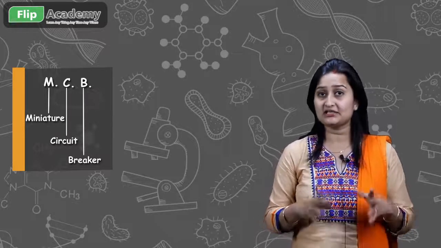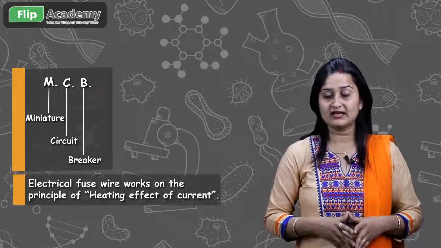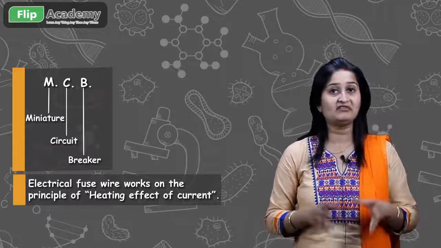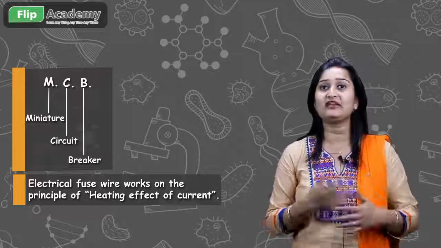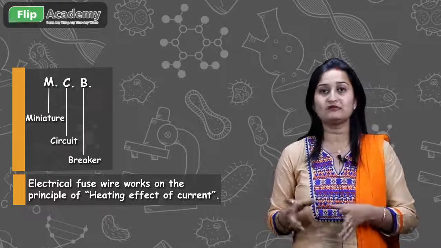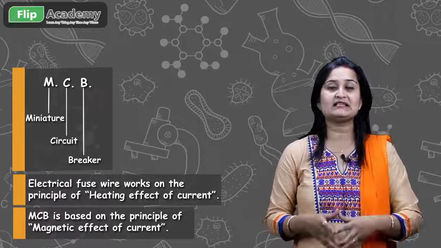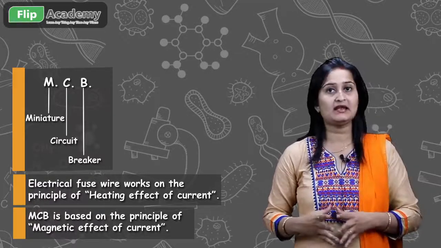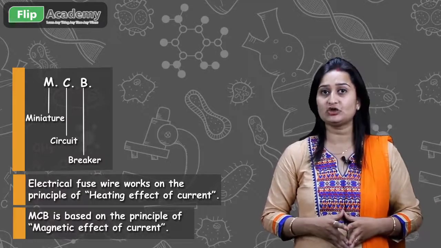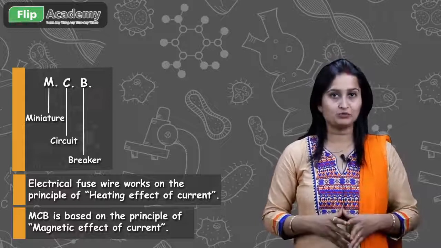How does it work? It does not work on the principle of the electrical fuse wire. The electrical fuse wire basically works on the principle of the heating effect of current. That is, when the current passes, the heating effect develops, due to which the fuse wire melts. But in the case of MCB, it is basically based on the principle of the magnetic effect of current. How does this magnetic effect of current work in the case of MCBs? In this case, an electromagnet is provided.